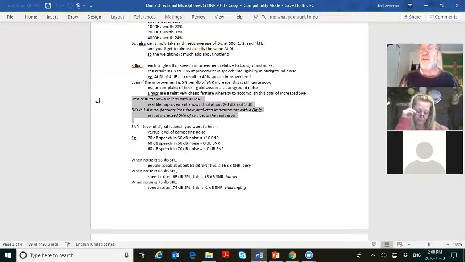So the directional index is what the prediction is, and they're saying we think it's going to increase the SNR by 2 to 3 dB, or 5 dB, or whatever the case may be. Okay, so know the difference between DI and signal-to-noise ratio. Directional index is what's predicted, and actual signal-to-noise ratio improvement is, of course, the result. So when you've got a directional index of 5, that doesn't necessarily mean you're going to get a signal-to-noise ratio improvement of 5, because remember, you're not wearing the hearing aid in a lab. You're wearing it out in real life on the side of your head.